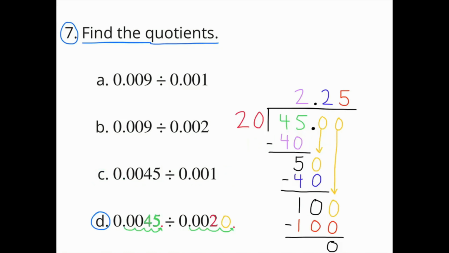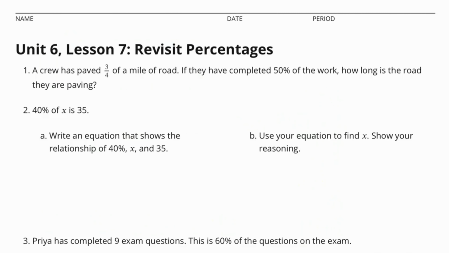D. 45 10,000ths divided by 2,000ths. I had to make the 45 10,000ths 10,000 times bigger to make it equal to 45. Therefore, I needed to make the 2,000ths 10,000 times bigger also, making it worth 20. And 45 divided by 20 is 2 25/100ths.